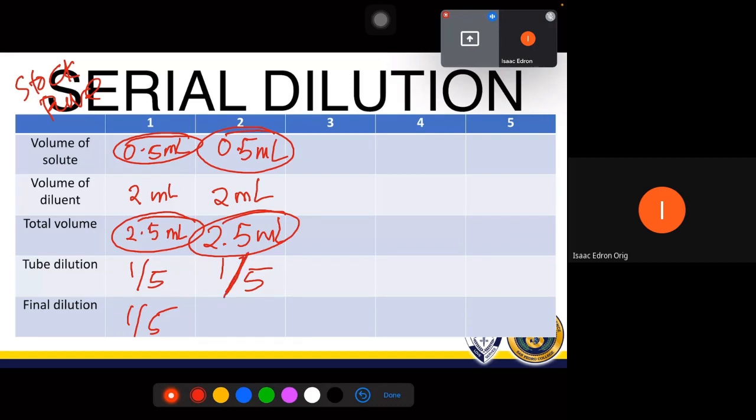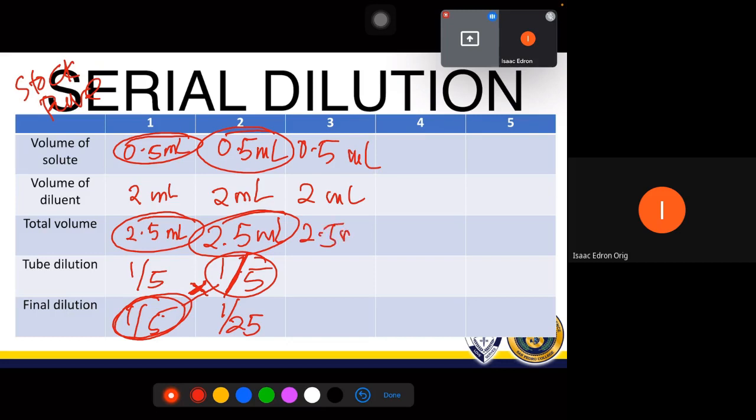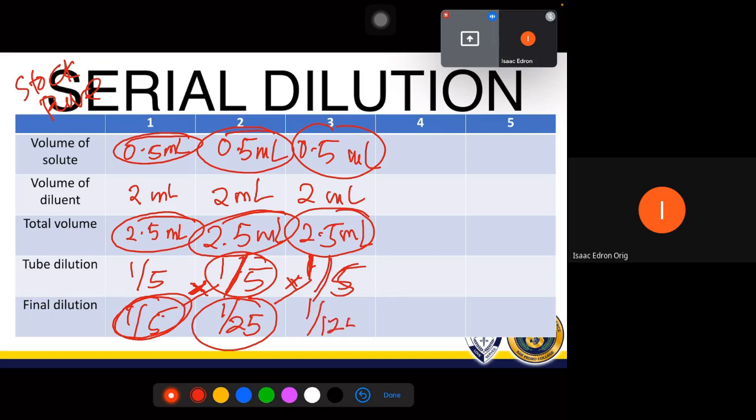Okay, gets nyo guys? Pero ito, multiply natin ang 1/5 na final dilution dito, multiply natin dito sa tube dilution ng tube number 2. 1/5 times 1/5 is 1 over 25. Okay? So, same lang dito. 0.5, 2 ml, then 2.5 ml. Then, same pa rin. Tube dilution is still 1/5 kasi, di ba, 0.5 over 2.5. Pero dito, sa final dilution, 1 over 25 times 1/5 dito will be 1 over 125. Okay?